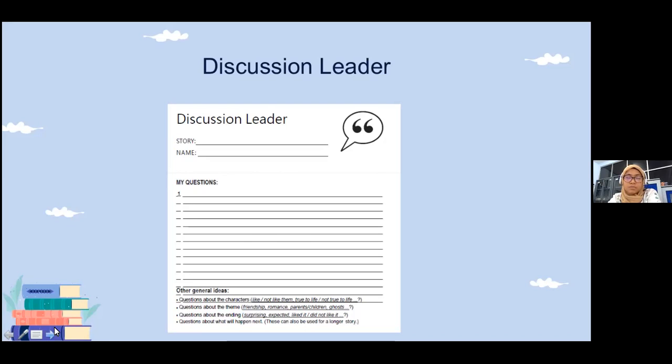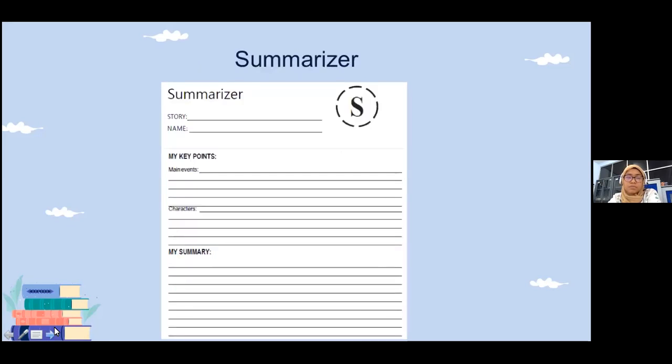And then the next role sheet is summarizer. A summarizer reads a story and makes notes about the characters, events, and ideas. They also talk about the summary to the group. And then the next one is connector.